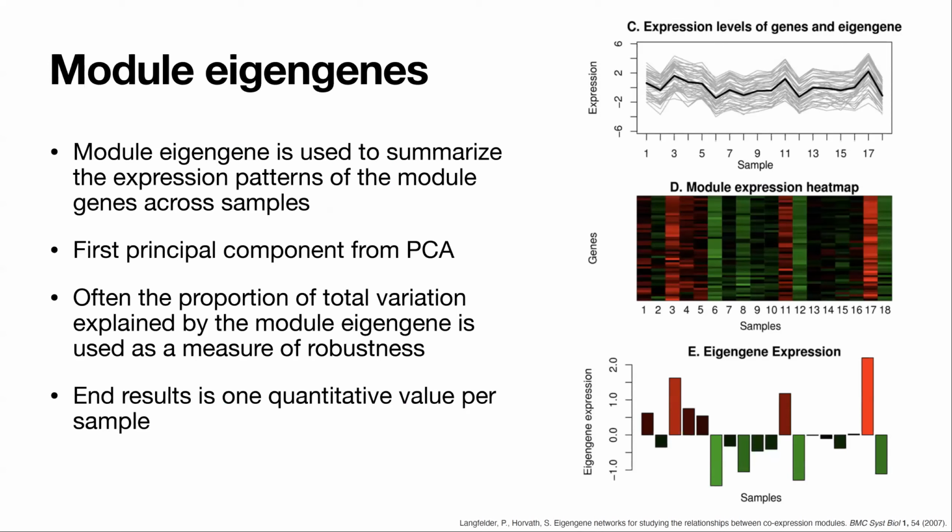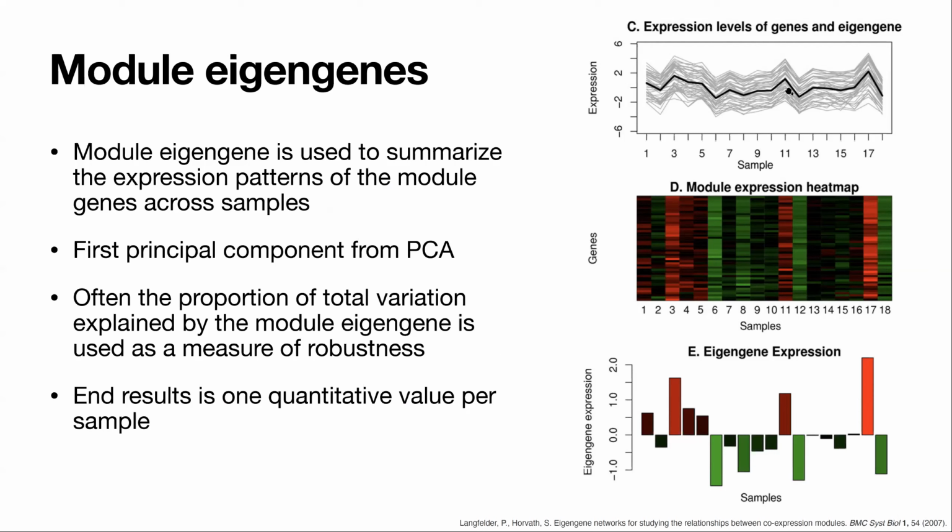But once we have the modules, one of the things that we need, to summarize the association of a module with a phenotype, or if we need to map the module, is a summary of the expression across the genes in a module. And so we're going to call this a module eigengene.